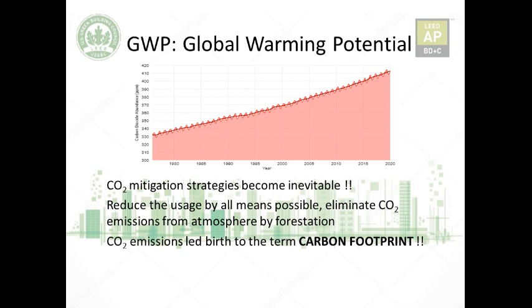You have to reduce the usage by all means possible. You have to reduce fossil fuel usage. You have to reduce usage of electricity that is being produced by fossil fuel use. So whatever you could do, for example, you could eliminate carbon dioxide emissions from the atmosphere by forestation. So this forestation also should take place, and all this carbon dioxide emissions and outcry gave birth to the term called carbon footprint.